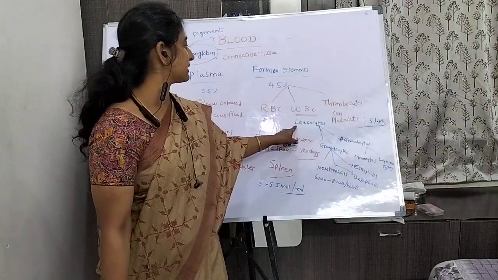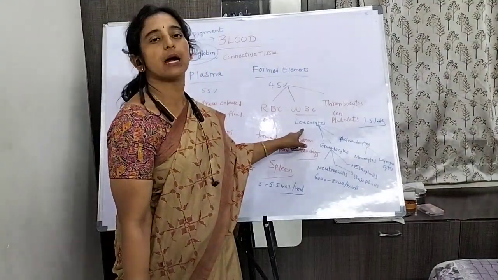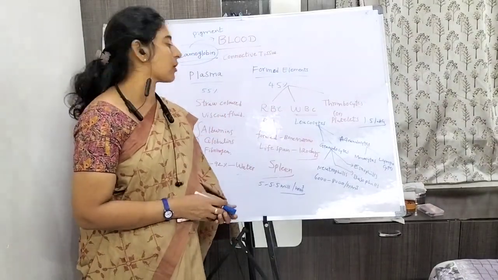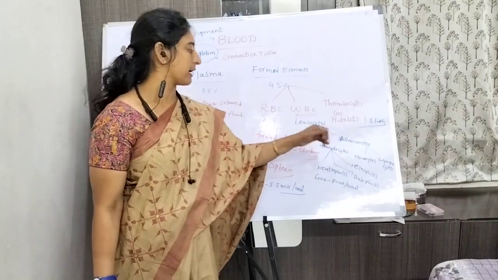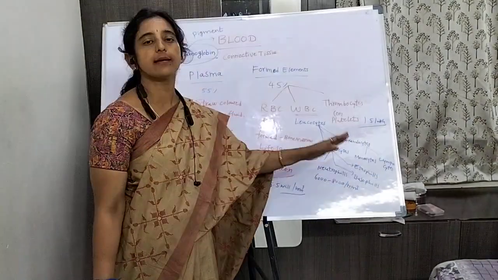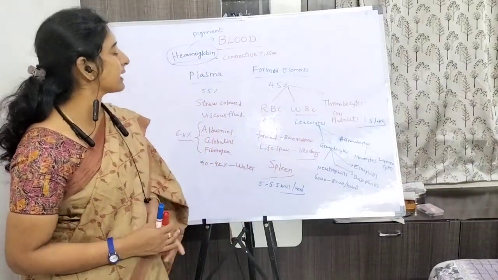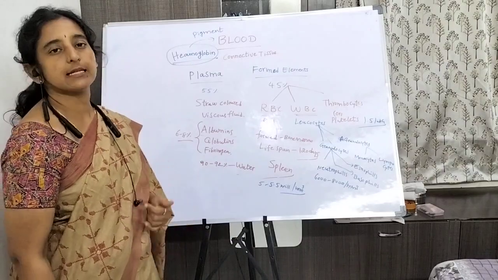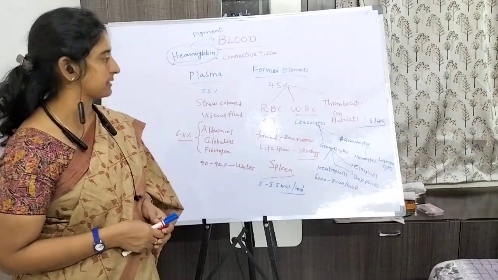These WBC, another name known as leukocytes, are granulocytes and agranulocytes. Granulocytes are neutrophils, basophils and eosinophils. Agranulocytes can be divided into two types, that is monocytes and lymphocytes.